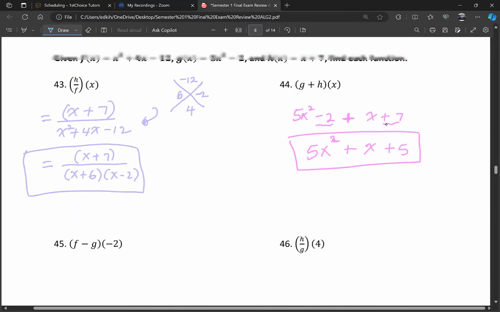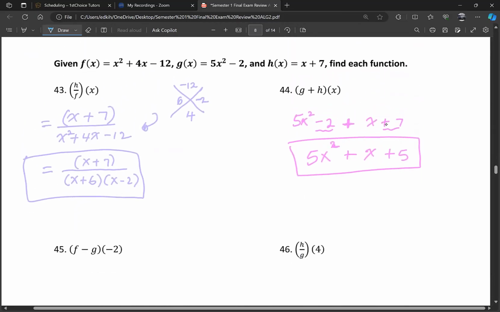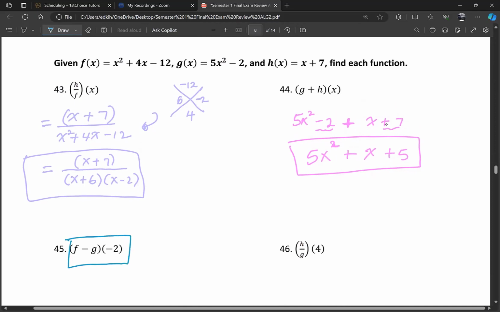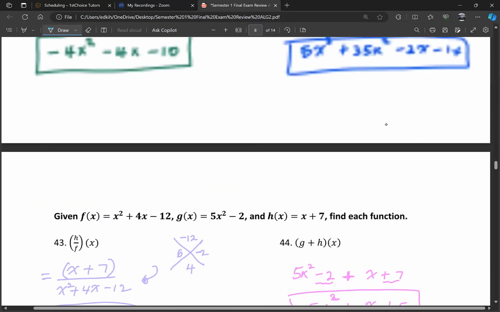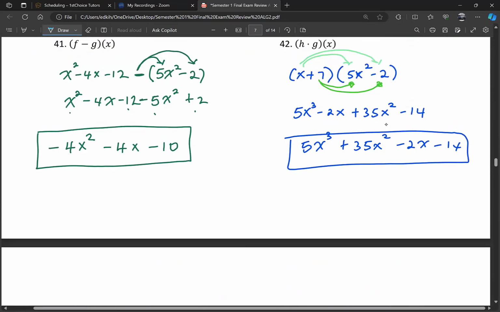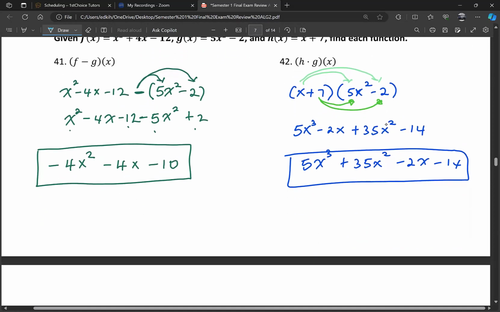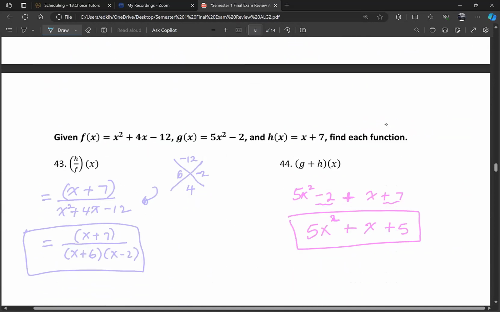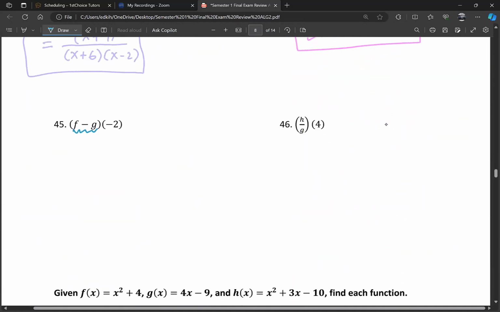Okay, so now we're getting closer and closer to the more challenging questions, or the more fun ones, if you like. You notice we have f minus g of negative 2. That's how you read this. This is a two-step process. You want to do f minus g first, which I believe we did up here. Did we not do f minus g? We did do f minus g. So we can literally steal this, but let's just rework it. And then once we have f minus g, we're going to plug in a negative 2 into it.